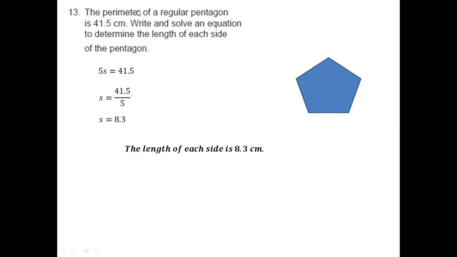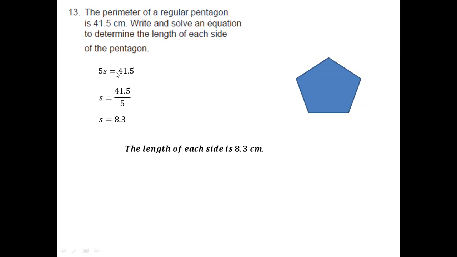So keeping this in mind, let's solve this question. The perimeter of a regular pentagon is 41.5 centimeter. Means the perimeter after adding all the five sides, the answer is 41.5. Write and solve an equation to determine the length of each side of the pentagon. You need to find the length of each side. So as I told you, either you add it five times or you multiply it five times. As the lesson is for multiplication and division, so let's write the multiplication equation. So I don't know what is the side length, right? So I keep it as S. So what are we multiplying by S? We are multiplying 5 because it has 5 sides.